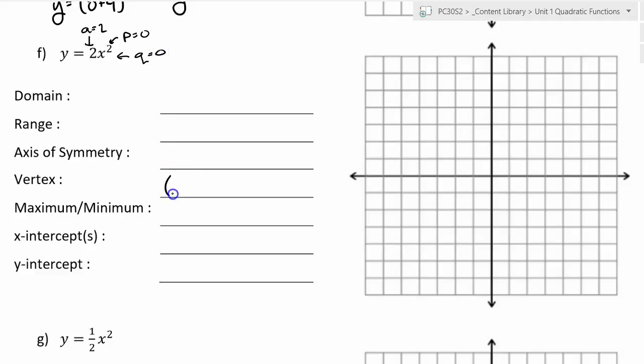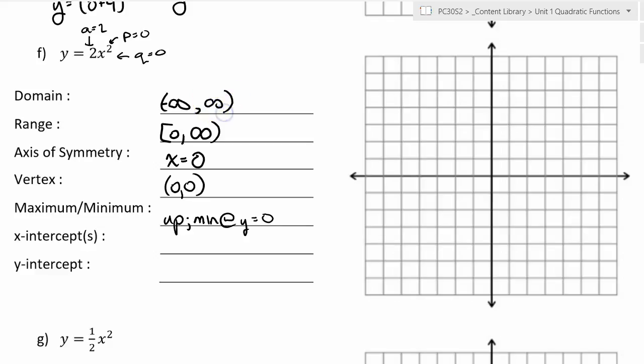So my vertex actually is at 0 and 0 again, just like my parent function was, that very first one that we drew. So it's opening up because A is positive still, so we're dealing with the minimum at y equals 0. So my range is from 0 and upward. My axis of symmetry is at x equals 0, but otherwise it is unrestricted. Always your smaller value first, and then your larger one for domain and range.